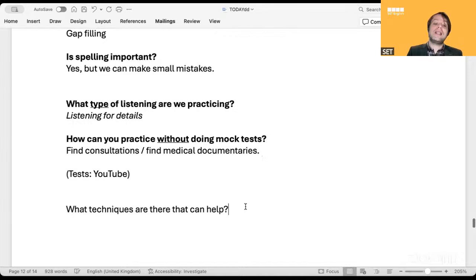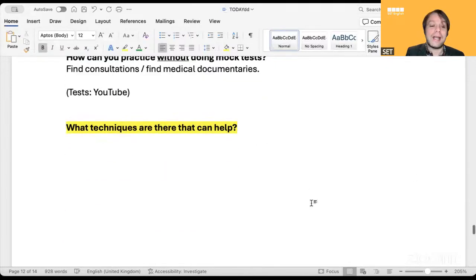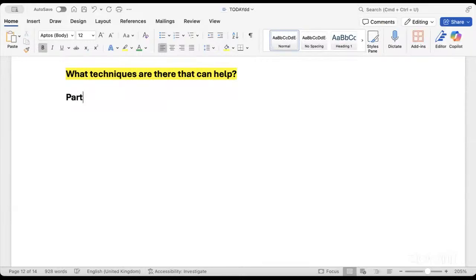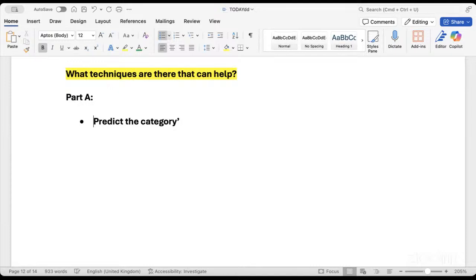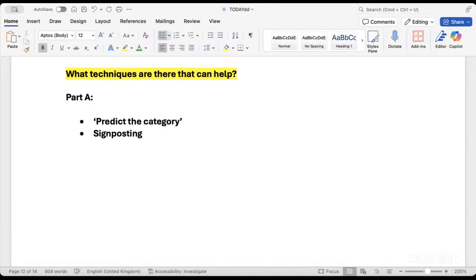Okay. What techniques can help? This will be the important question. Compare the category, so we can predict the category. Anything else? Signposting. Who said that? Vasula. We can look at signposting. What else, guys? Is there anything else? Missing. What I call selector words.